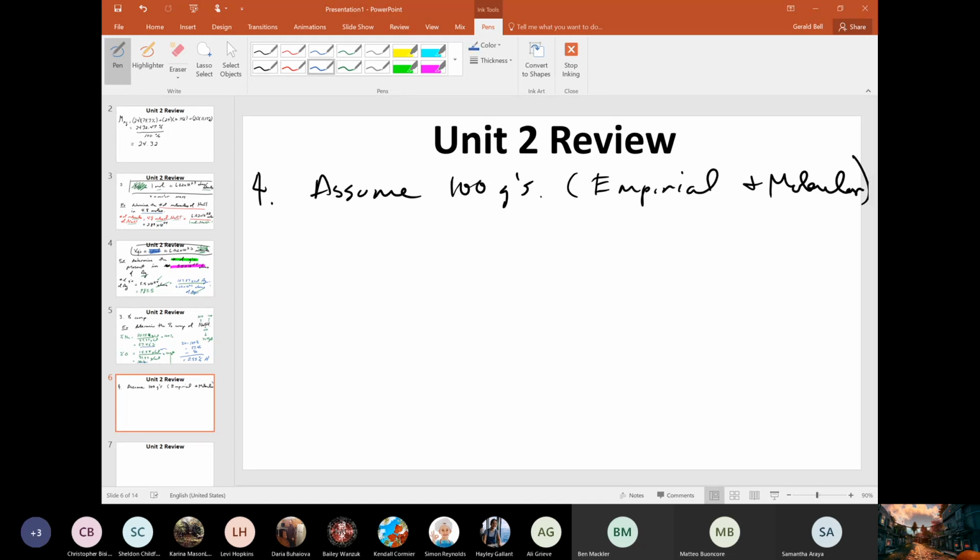Just to remind you what these terms are, empirical is our lowest whole number ratio. Whole number is the key part. There's the actual formula. The empirical could be the molecular formula. That can happen, but doesn't always happen. So these are the types of questions where we've got maybe 4 steps to solving them. I'll give you the information here.